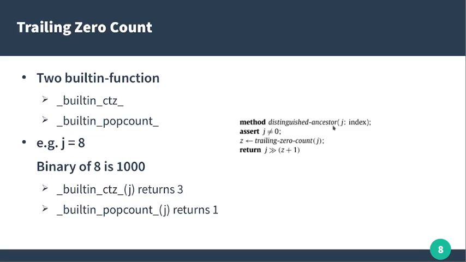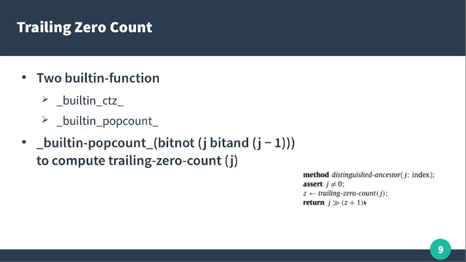If you look at the distinguished ancestor, the parameter is index j. Suppose j is equal to 8, then the binary of 8 is 1000. So built-in CTZ returns 3 because the trailing zero count is 3, and built-in pop count of j returns 1. The built-in pop count function is modified like this to count the trailing zeros: it becomes bit not j, bit and j minus 1, to compute the trailing zero count. Then according to the number of trailing zeros, j is right shifted to that position plus 1. This is the right shift operation.